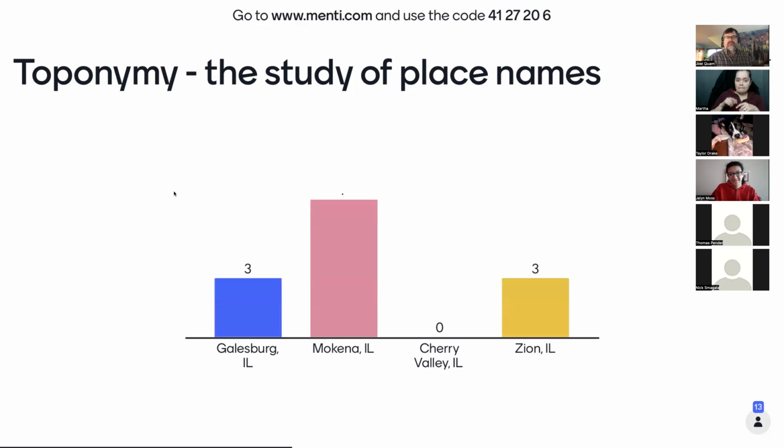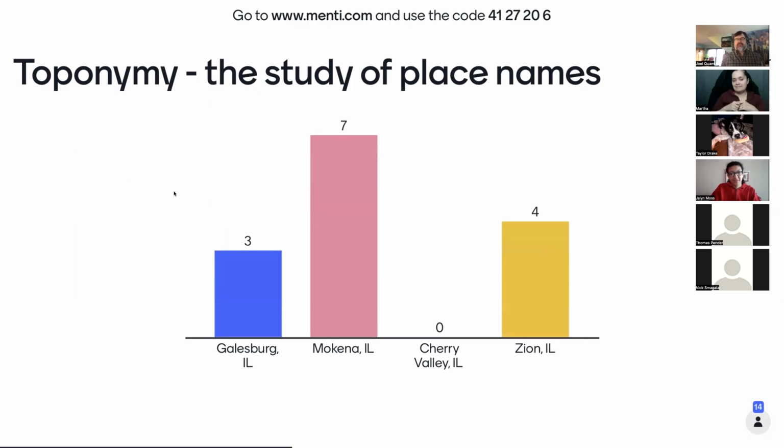Okay, we got a mix of different answers there. We're not quite sure. Well, that's all right. And again, I didn't give you an easy one with the word new in it. No one chose Cherry Valley. That's good. That is not the correct answer. Galesburg probably is named for someone named Gale, that person's burg. The correct answer here is Zion.